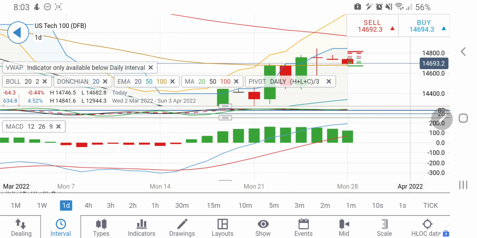If it breaks 14,750, one has to go long. One can expect it to rise towards 14,800, 14,850, and if it breaks 14,850, directly it will land towards 14,970, and 15,000 plus levels also can be expected, so trade accordingly. However, one can expect a drop today. So this is all for US100.